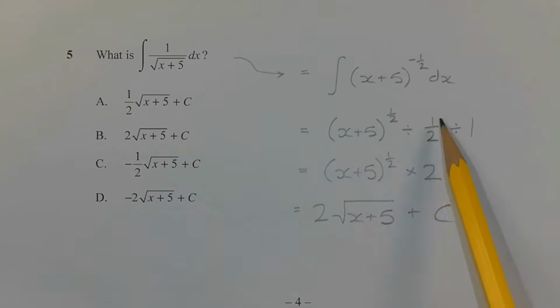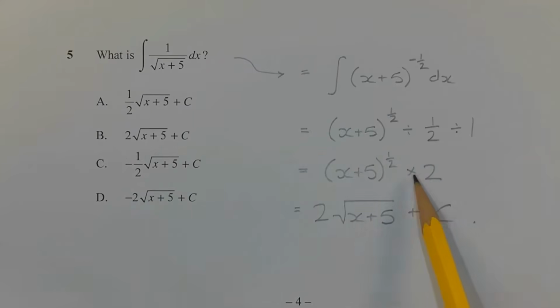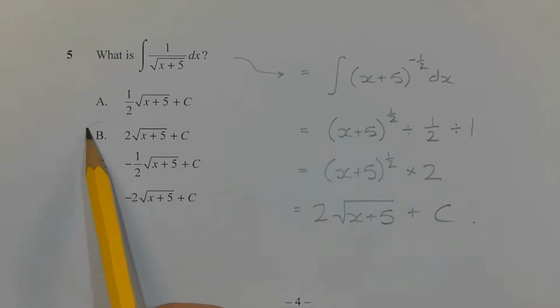Now, dividing by 1 over 2 is equivalent to multiplying by 2, and x plus 5 in brackets to the power of 1 over 2 is the same as saying the square root of x plus 5. So putting that all together, we get 2 times the square root of x plus 5 plus the constant c. Therefore, the correct answer is option B.